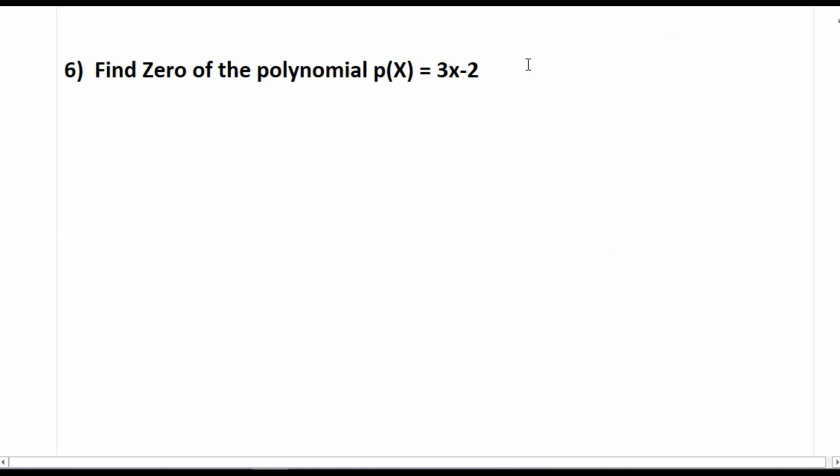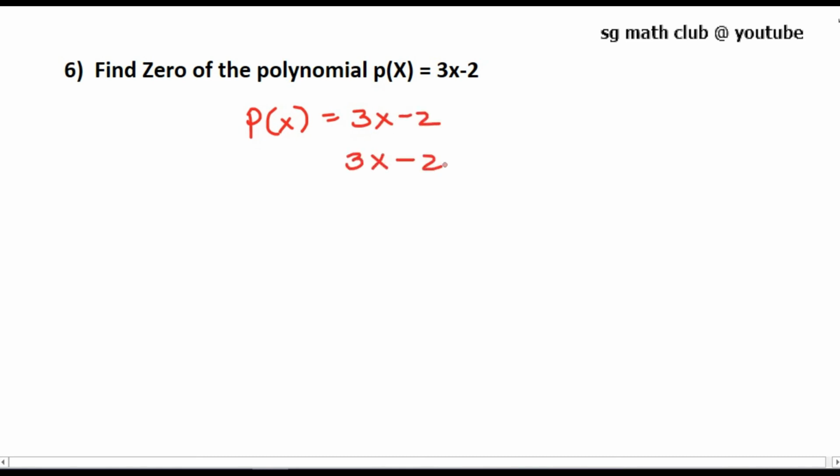Find zero of the polynomial p of x is equal to 3x minus 2. To find out zero of this polynomial, you need to equate 3x minus 2 equal to 0 and solve for x. So minus 2, when you take to the other side, it will become plus 2. 3x equal to 2, x equal to 2 by 3. So 2 by 3 is a zero of this polynomial p of x equal to 3x minus 2.